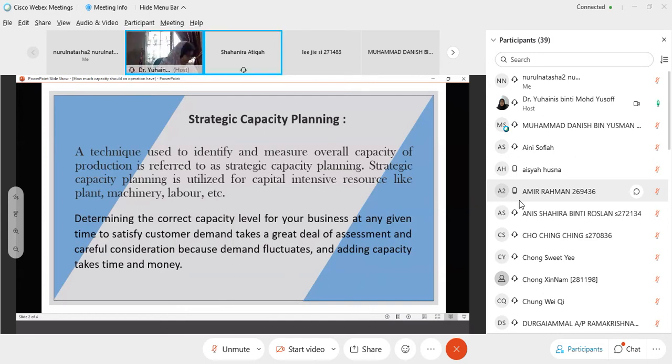The second point is determine the correct capacity. Determine. Why do all you students always pronounce determine? Determine. It's determine. Sorry, Doctor.